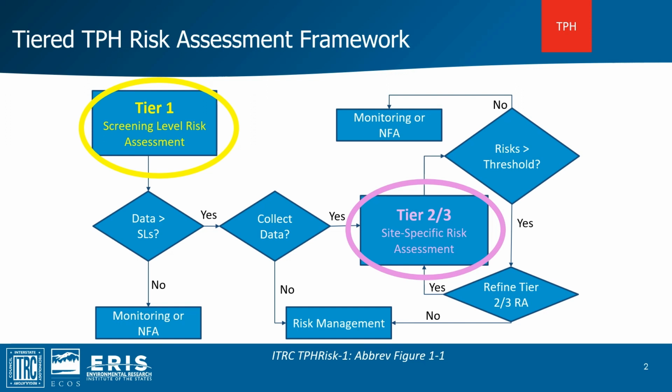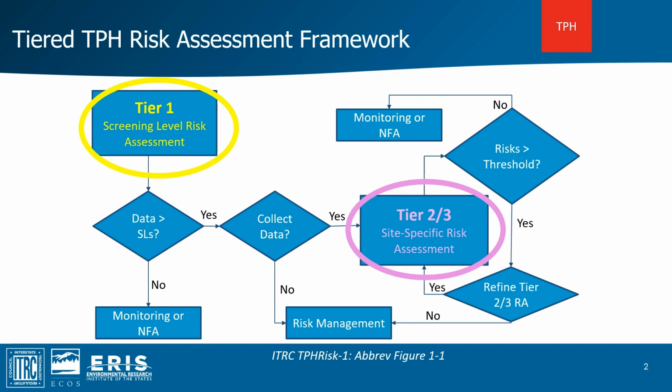If your data end up exceeding screening levels, you may want to forgo collecting additional data and go straight into managing your risks by selecting risk management options that are appropriate for your site. However, you may choose to collect additional data and use that data to conduct a Tier 2, Tier 3 site-specific risk assessment, which requires gathering information on potential exposure pathways and toxicity of chemicals exceeding their screening levels.